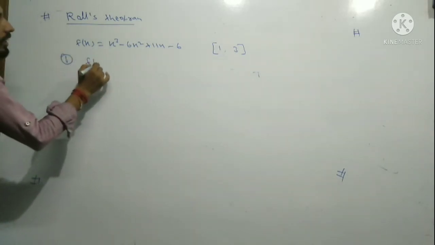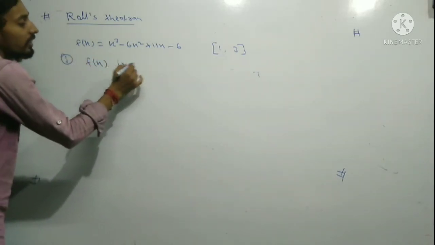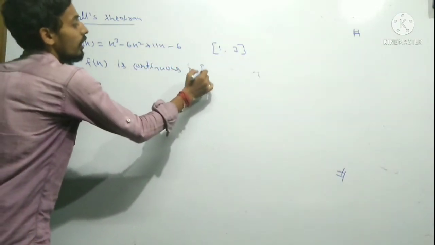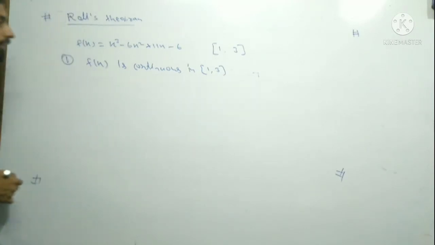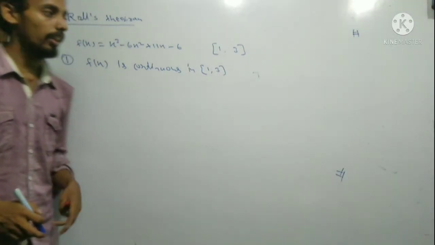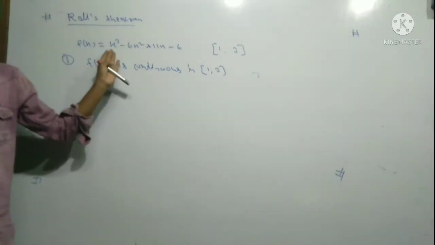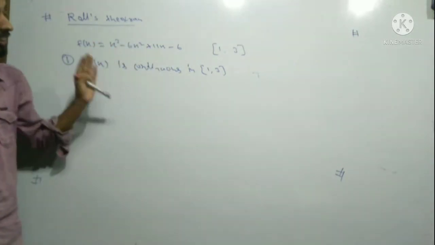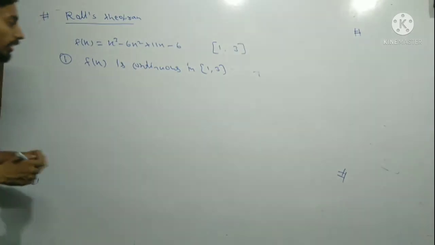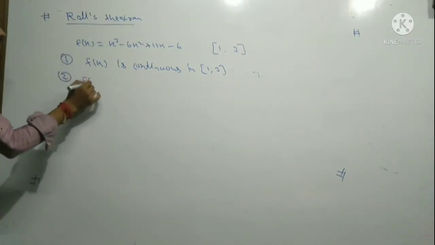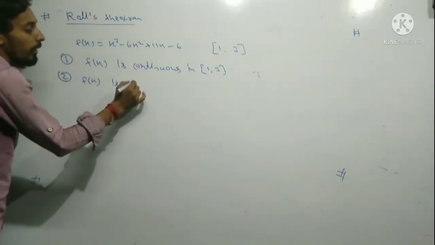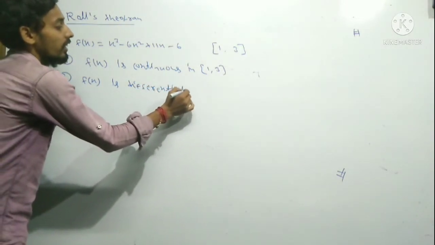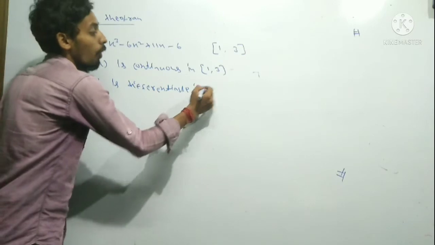What is the first condition? The first condition is f(x) is continuous in the closed interval 1 to 3. We check the second condition. What is that function? It is a polynomial function. The polynomial function is continuous and differentiable. So f(x) is differentiable in the open interval.